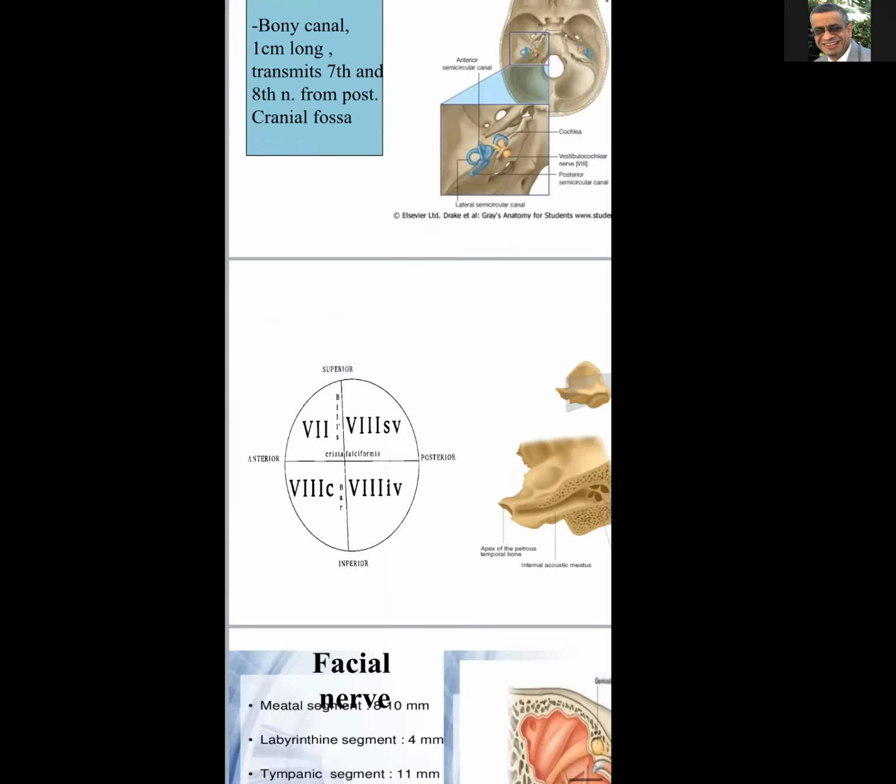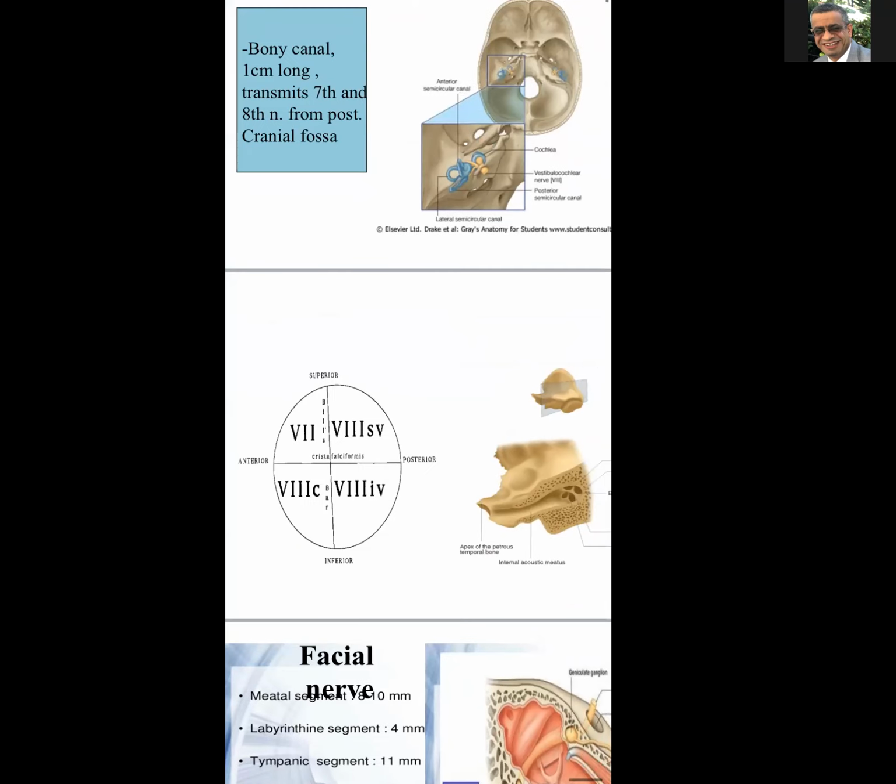From the anterior part, the facial nerve and the cochlear nerve will pass. The facial nerve is anterior superior, while the cochlear nerve is anterior inferior. In the posterior part of the canal, the superior vestibular nerve is the superior part, and posterior inferior is the inferior vestibular nerve. Okay?